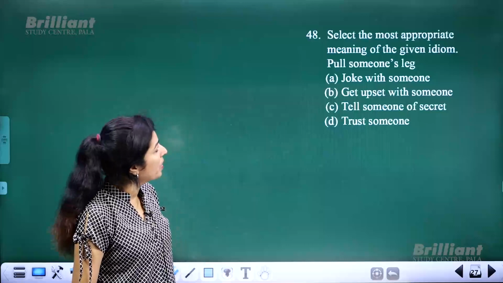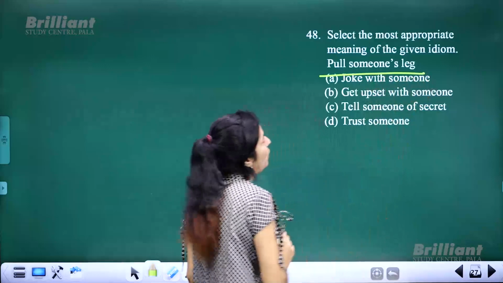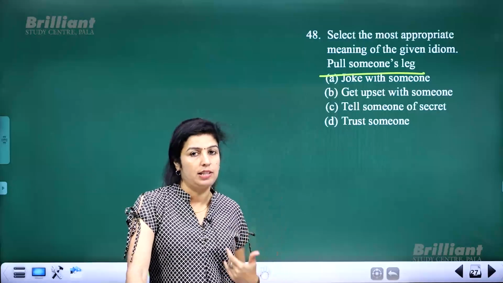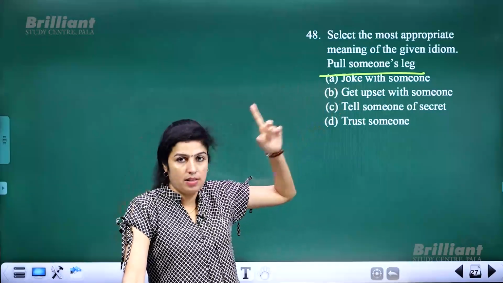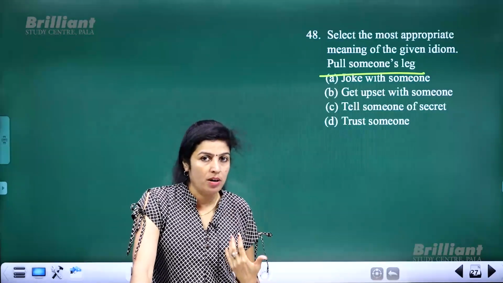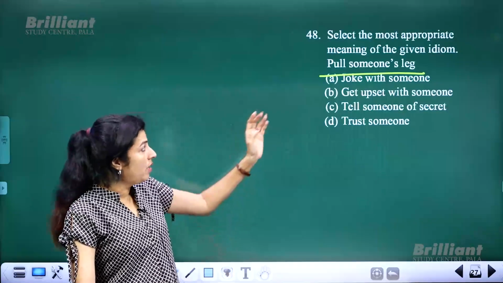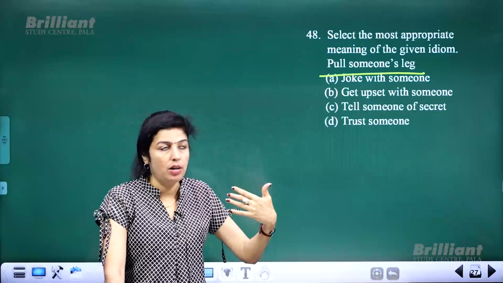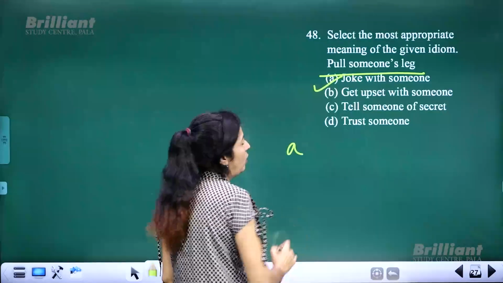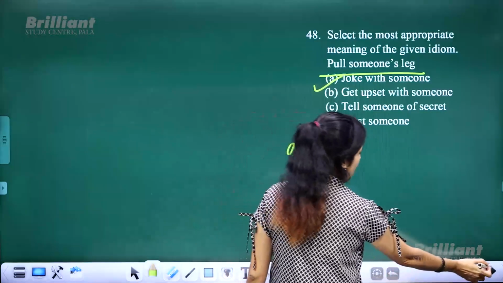Next is, select the most appropriate meaning of the given idiom. And which idiom is given to you? Pull someone's leg. If you remember, in one of the additional sessions, we made a list at the end of those extra sessions of synonyms, idioms. So there also this was given. To pull someone's leg is to tease someone or to joke with someone, to make fun of, to ridicule a person, and that is the option.